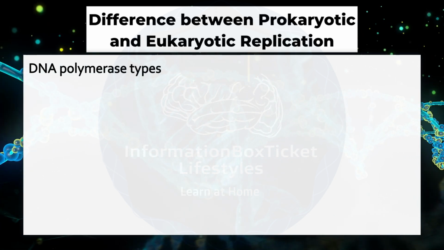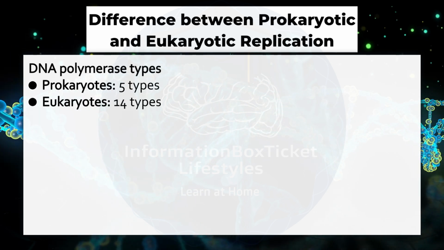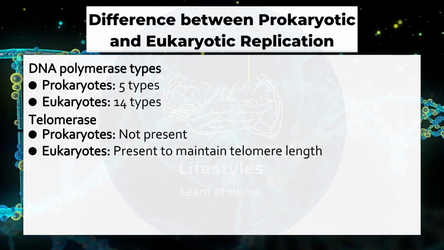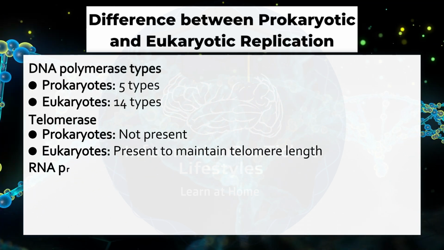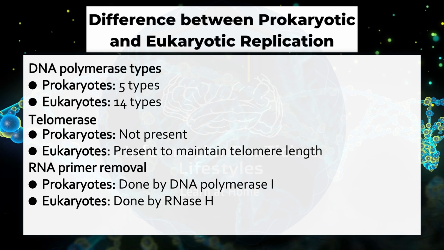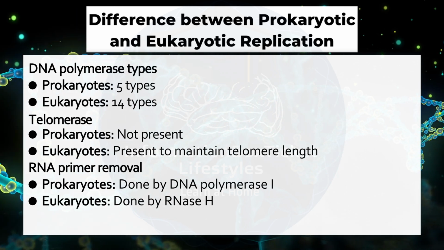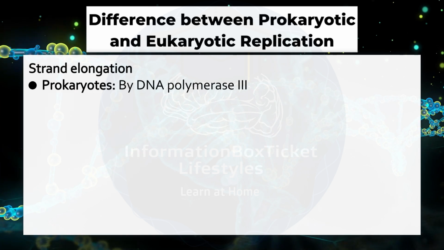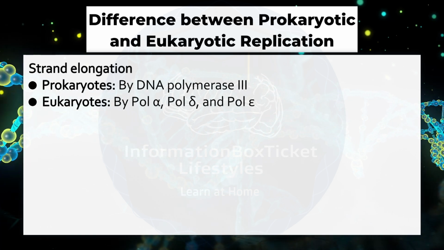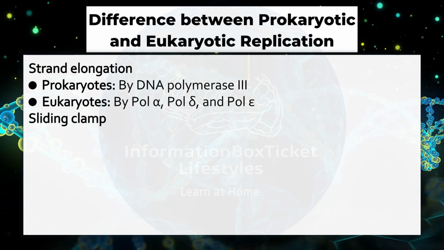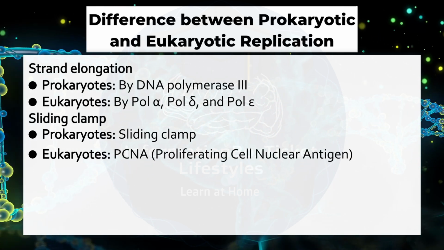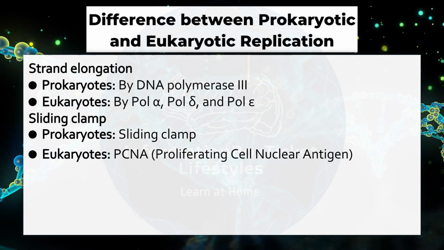DNA polymerase types. Prokaryotes, 5 types. Eukaryotes, 14 types. Telomerase. Prokaryotes, not present. Eukaryotes, present to maintain telomere length. RNA primer removal. Prokaryotes, done by DNA polymerase 1. Eukaryotes, done by RNase H. Strand elongation. Prokaryotes, by DNA polymerase III. Eukaryotes, by Pol alpha, Pol delta, and Pol epsilon. Sliding clamp. Prokaryotes, sliding clamp. Eukaryotes, PCNA, proliferating cell nuclear antigen.